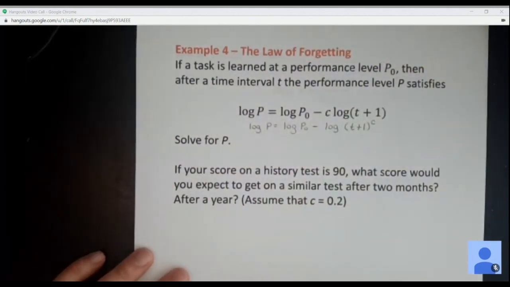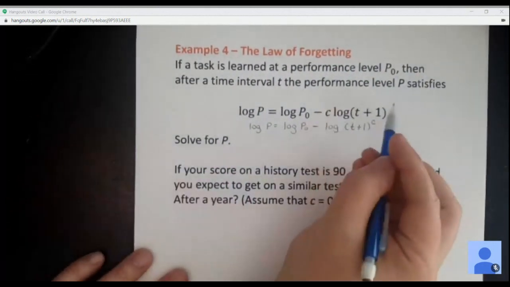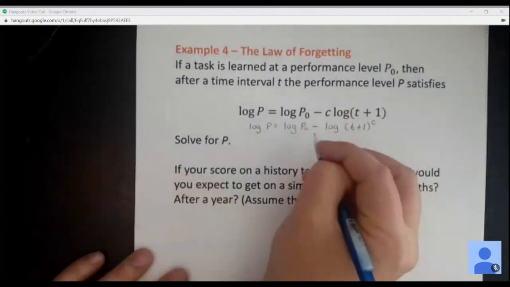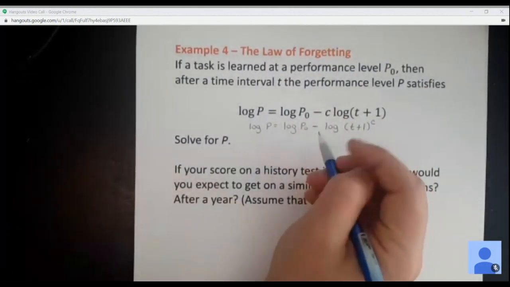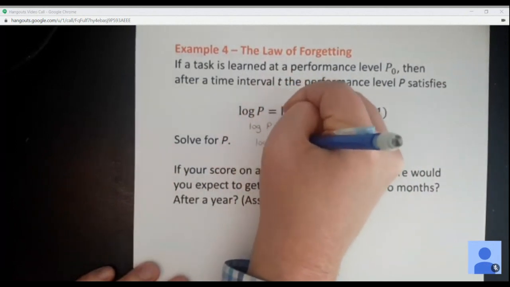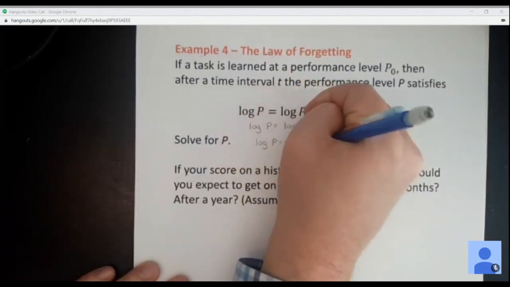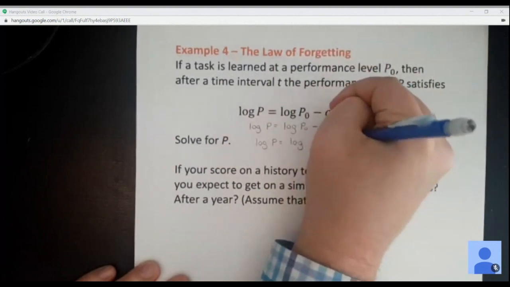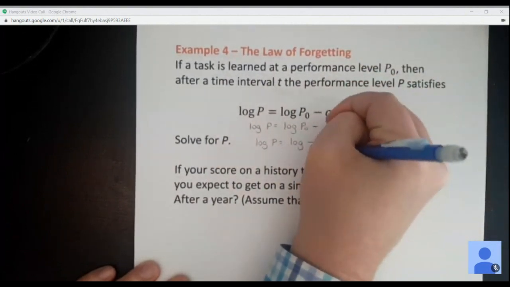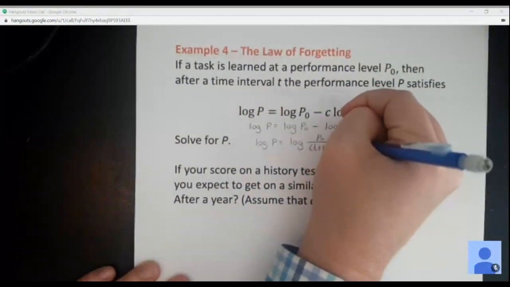So just remember, the first step is always to move any exponents that you can. Since we have a C out front here, we can move that into the exponent. That's going to give us this. Now, because we have the subtraction, now we can divide. So I'm going to combine two logs into a single log. That's going to give us the log of P sub 0 divided by T plus 1 to the C power.